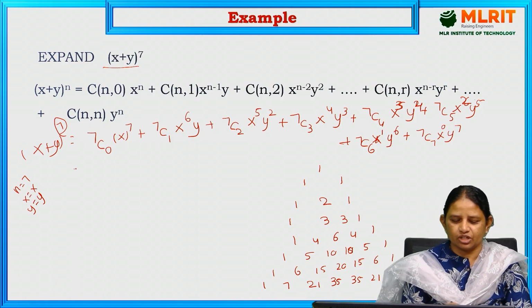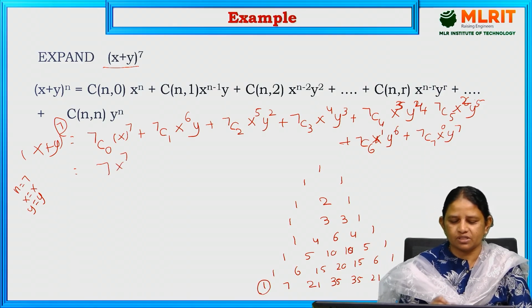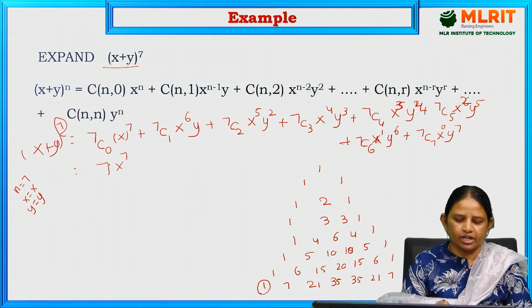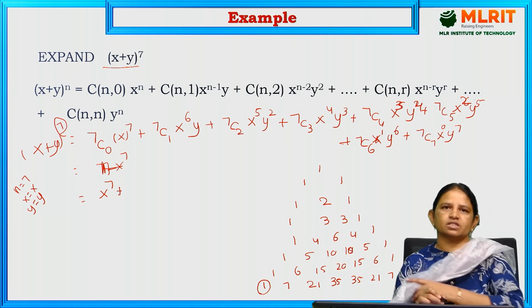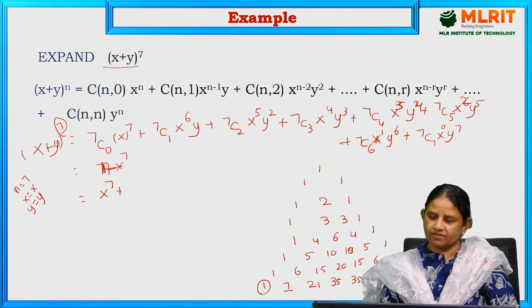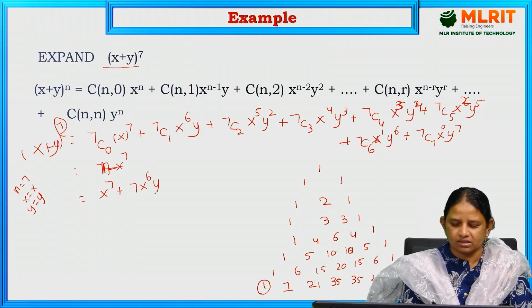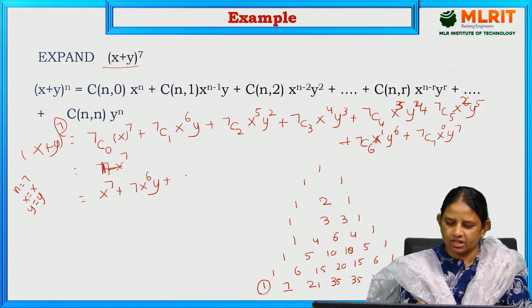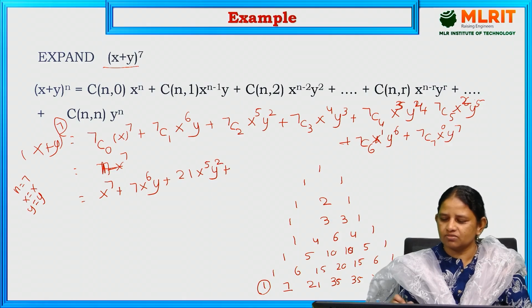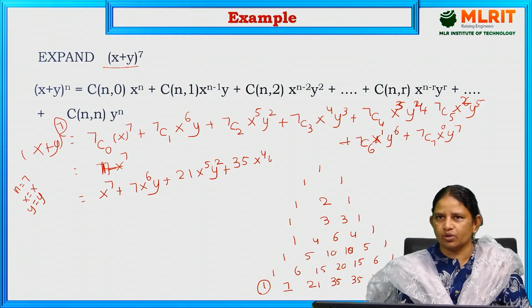What is 7c0? The first term in the expansion is 1 into x to the power of 7. 7c0 is 1. So the first term is x to the power of 7. What about the second term? The second term is 7c1. 7c1 means 7. So 7 x to the power of 6 y. Next 7c2, that is 21 x to the power of 5 y square, plus 7c3 is 35 x to the power of 4 y cube.